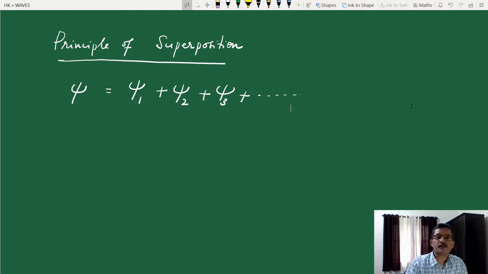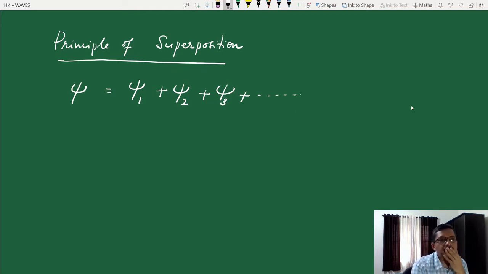So the principle of superposition can be stated like this: when a large number of waves are propagating through a medium, the resultant disturbance at any point is the sum of the disturbances due to individual waves, taking into account both magnitude and direction. In other words, it is the vector sum of individual disturbances. Now let us apply this principle of superposition to two waves traveling along the positive x direction.